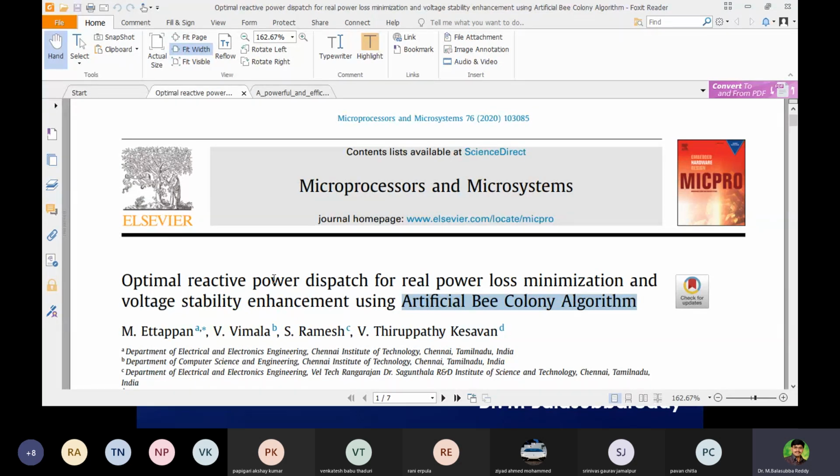In this case, we'll take the artificial bee colony algorithm. This is one of the algorithms. Using this algorithm, we are finding the values of PG1, PG2, PG3 so that you will get the minimum cost. If your objective is not cost minimization of generation but loss minimization, in that case, what will happen?